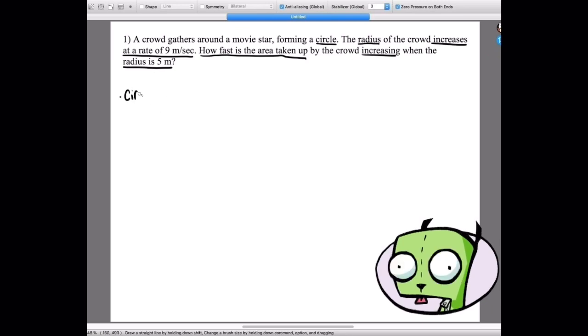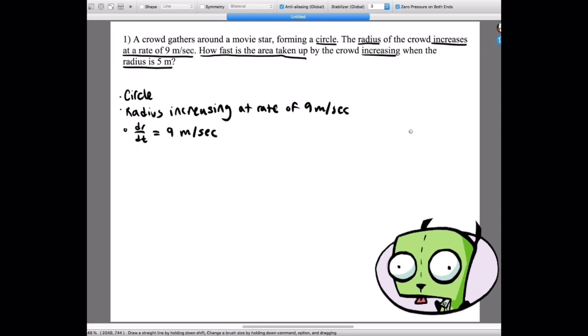We know that it's a circle. We know that the radius is increasing at a rate of 9 meters per second, which we then write as dr over dt equals 9 meters per second, with dr dt meaning the change in radius with respect to time.